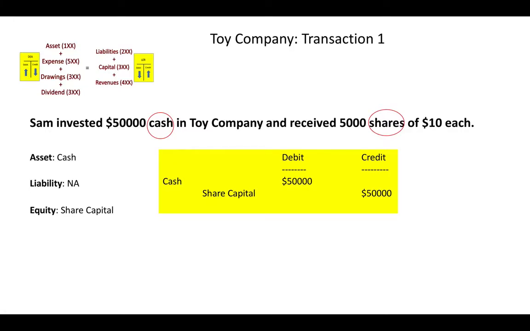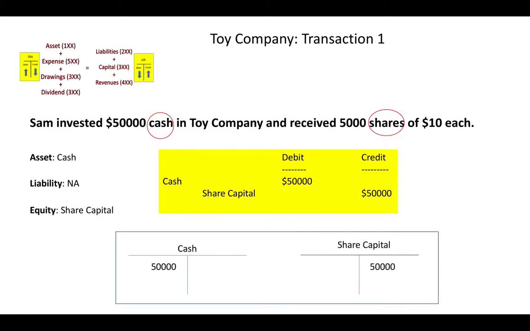Easy, right? Now we'll also do a T account here. The same thing has been put in here, nothing special. Cash on the left side is a debit, so 50,000 will sit on the left side. Share capital as a credit will sit on the right side. So these are the detailed balances of your particular accounts. When we see the ledger, we'll see why it is important.